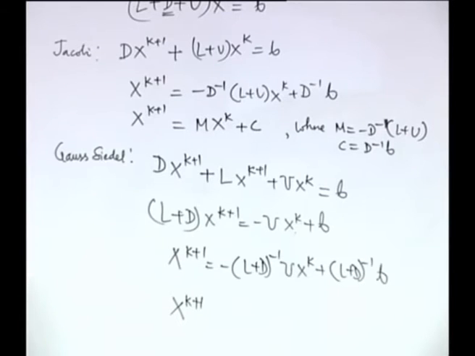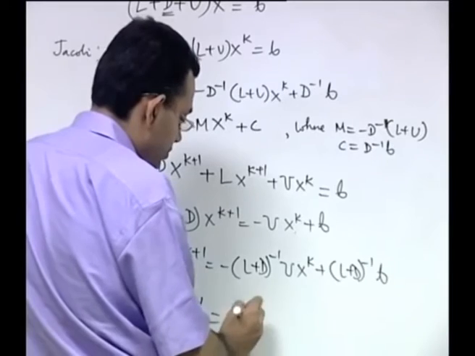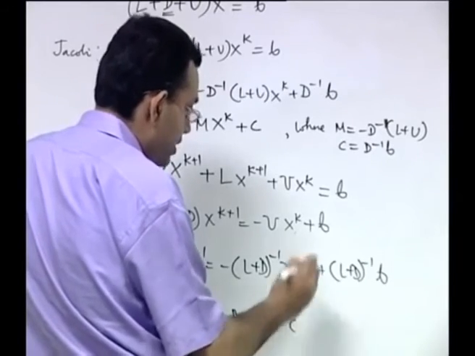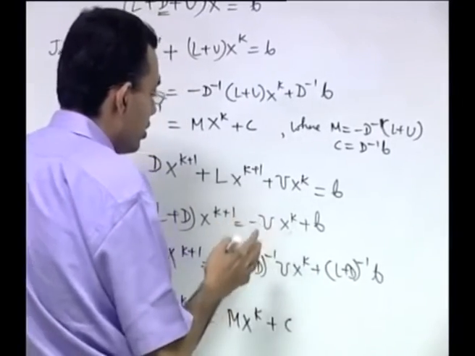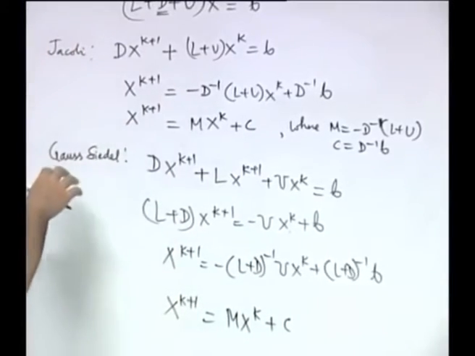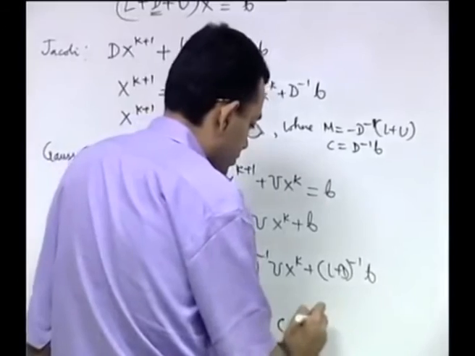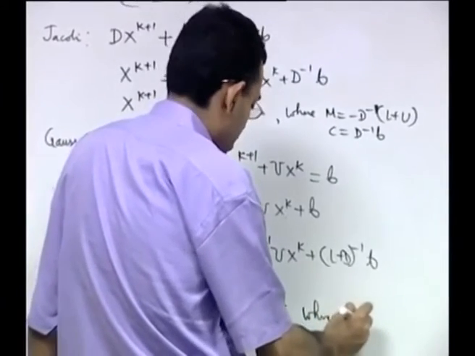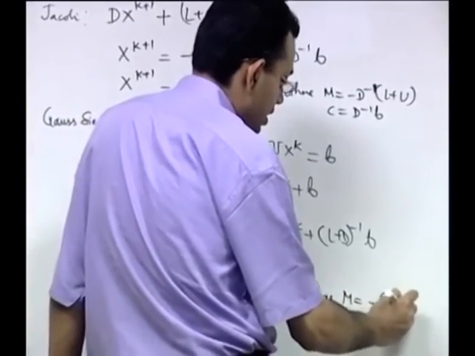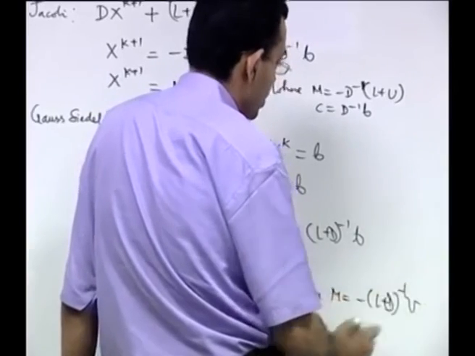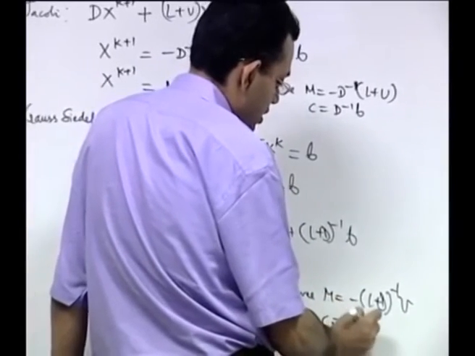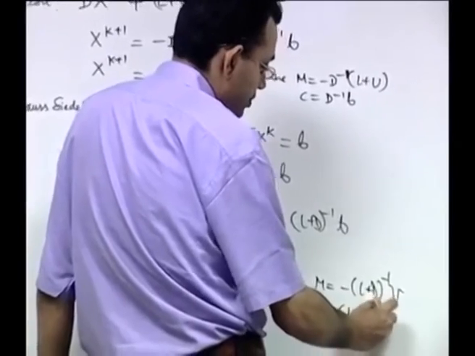So, x k plus 1 is equal to M x k plus c also corresponds to the form of the Gauss Seidel iteration scheme, where M is minus (L plus D) inverse U and c is (L plus D) inverse b.